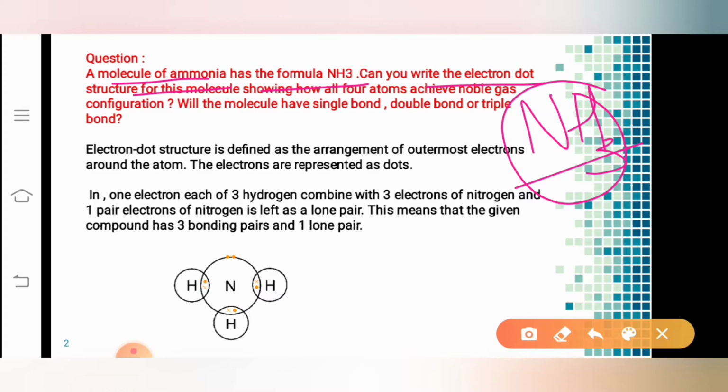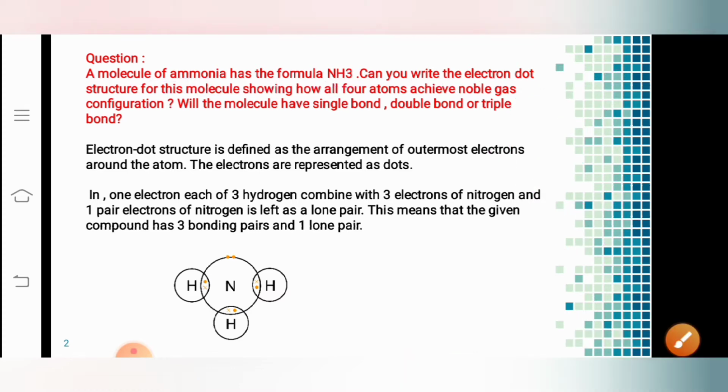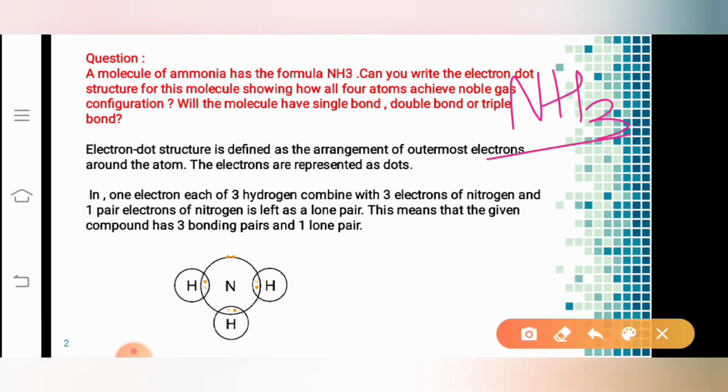Correct? Which are the four atoms of ammonia here? One atom of nitrogen, three atoms of hydrogen. Totally there are four atoms. We have to show all the four atoms achieve the noble gas configuration. Now let us write the electron dot structure for ammonia. So before writing the electron dot structure, we have to follow some simple steps.